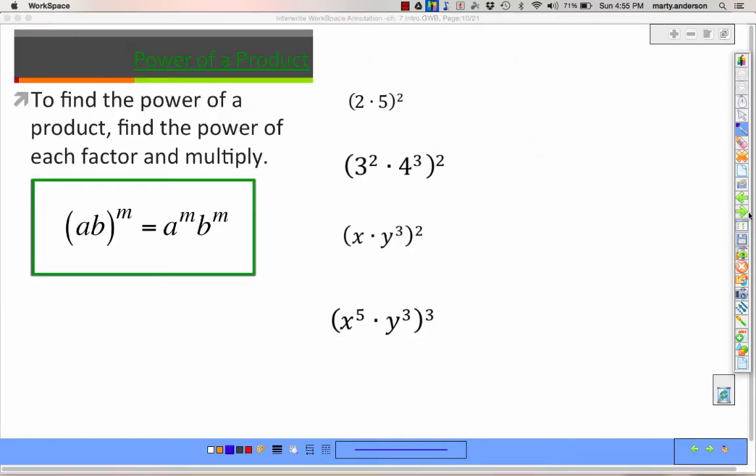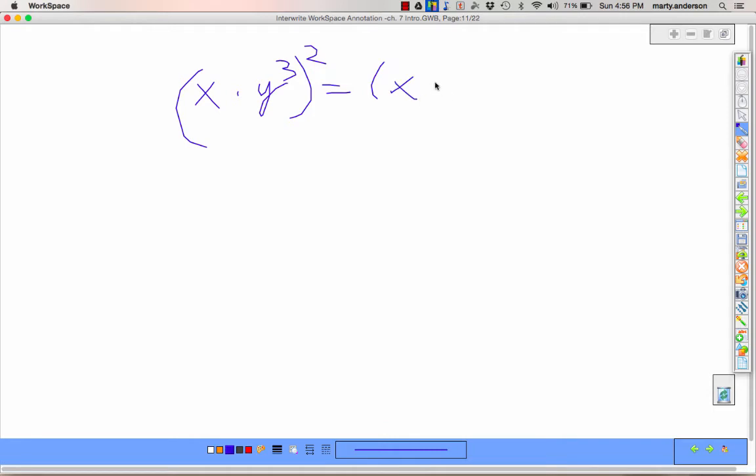Next one, to find the power of a product, multiplication. Find the power of each factor, and then we can multiply them out. So basically, when we have more than one thing in parentheses raised to the same power, we can raise everything to that power. And if we take this one to a separate page, x times y cubed all squared, what does it mean to be squared? It means this one once, and it means this one a second time.